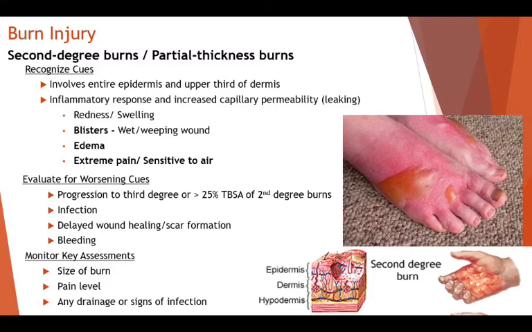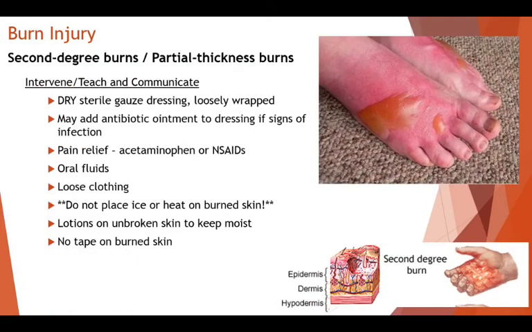And these can bleed. There are some blood vessels in the dermis, not very many. It shouldn't be a bleeding wound, but it can bleed. So just keep an eye out for that. Care of the second degree burn is mainly making sure that it does not get infected. It is a dry, sterile gauze if you're going to dress it.